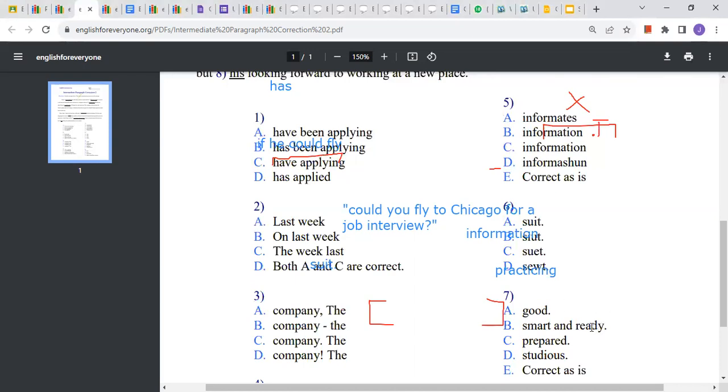Good, smart and ready, prepared, studious. Or is it correct as it is? Prepare. Prepared. The word we're looking for is prepared. Okay, so what's left? I think it's one last sentence here.